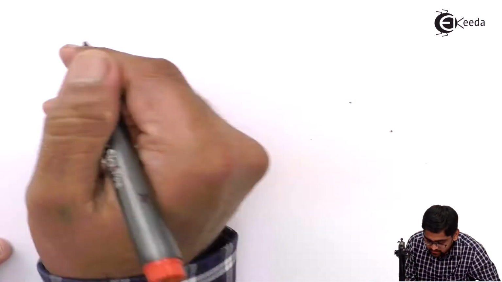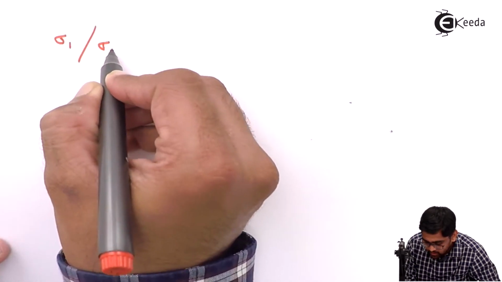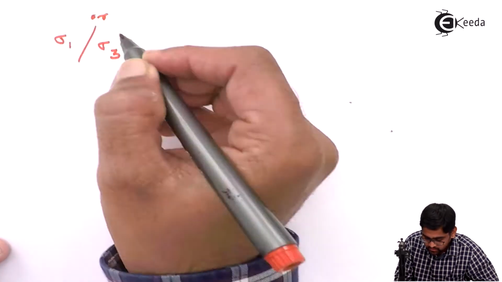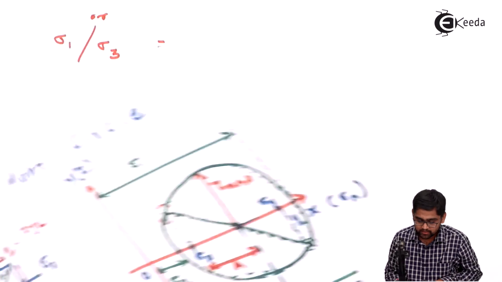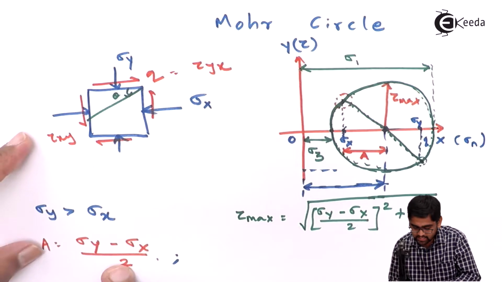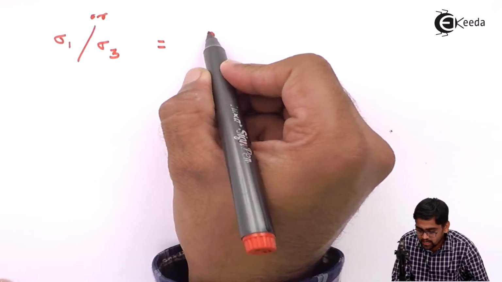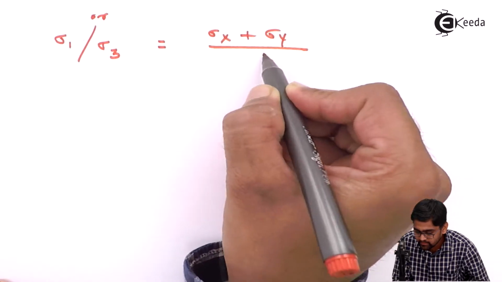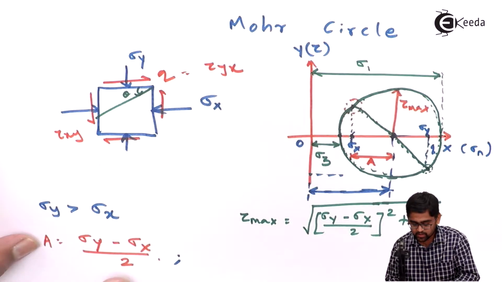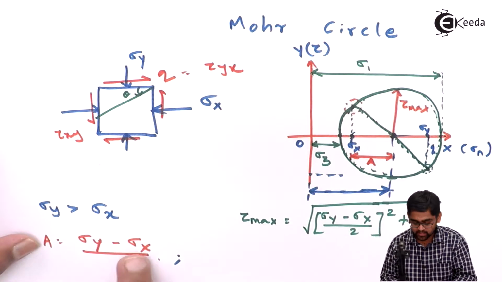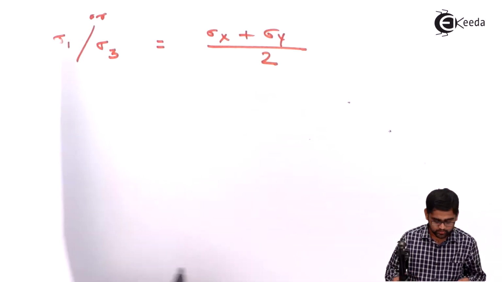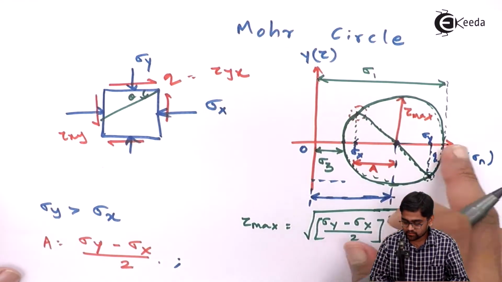So I'll write sigma 1 or sigma 3, not the divided by. So sigma 1 or sigma 3 is equal to this distance, which is nothing but sigma x plus a. So sigma x plus a is equal to sigma x plus sigma y divided by 2, because if you add sigma x on a, you will get sigma x by 2 minus sigma x by 2 plus sigma x, will get plus sigma x by 2. So plus sigma y by 2 plus sigma x by 2 is sigma x plus sigma y by 2, and plus obviously your radius of the circle.